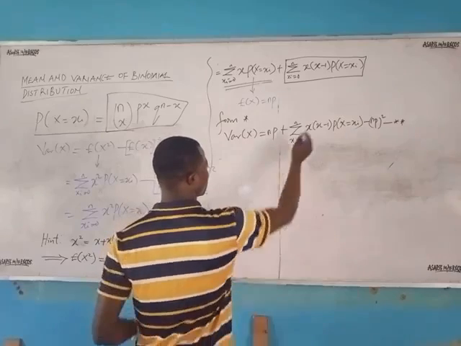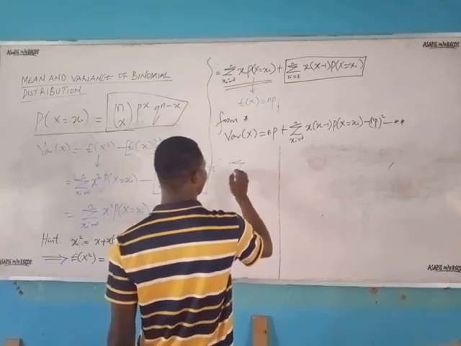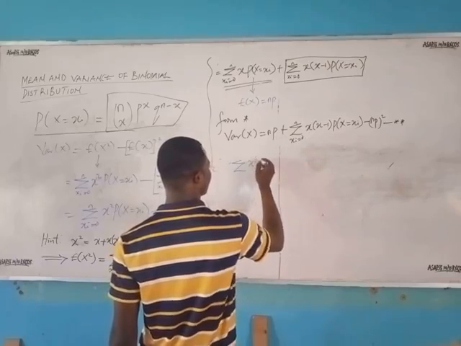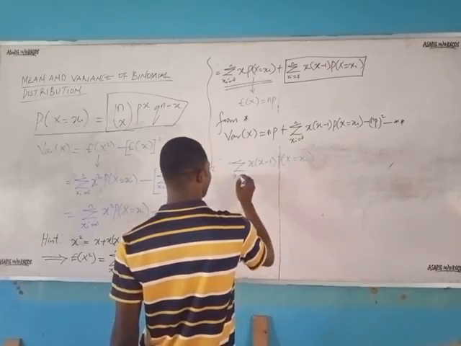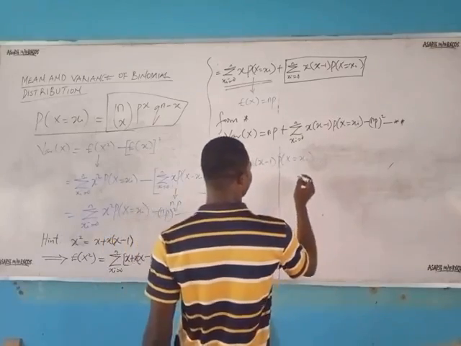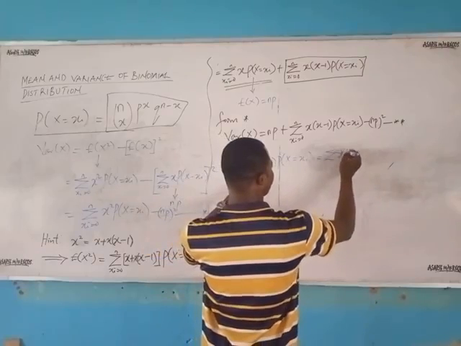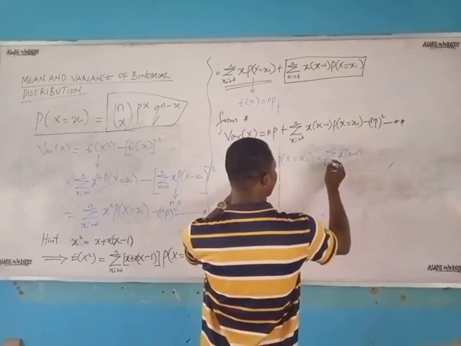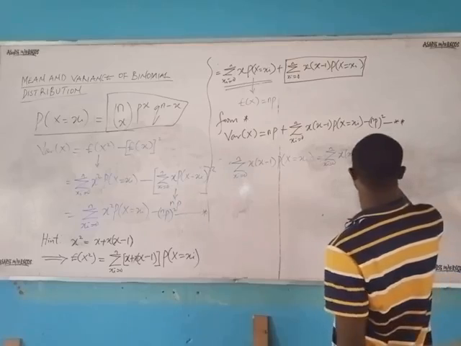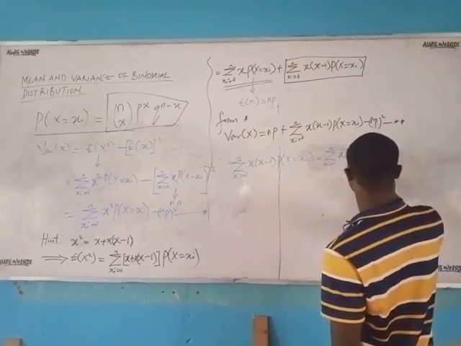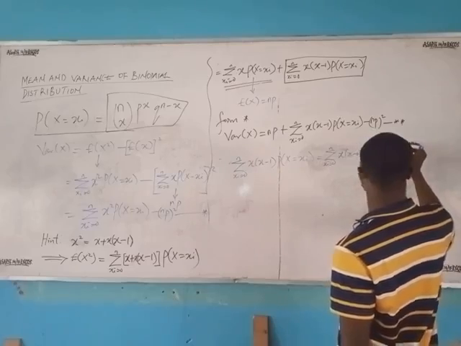So you can easily solve this. Expected value of the summation of x into x minus 1 with the probability of x, for x equal to 0 to n, will be equal to the summation of x into x minus 1 times the probability, which is n choose x, p to the power of x, q to the power of n minus x.